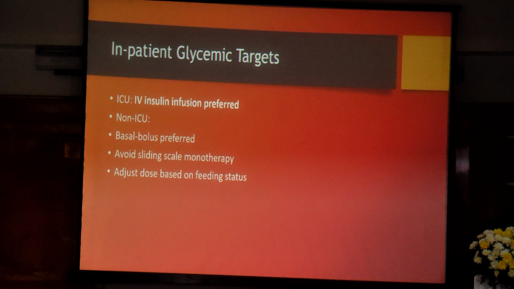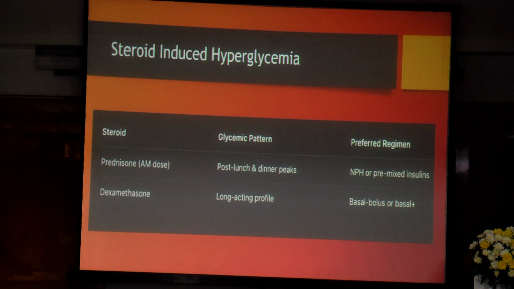Inpatient glycemic targets: in the ICU, IV insulin infusion is preferred, and in non-ICU patients, basal bolus is preferred. Please avoid sliding scale monotherapy. Adjusting the dose based on the feeding status is what is recommended.